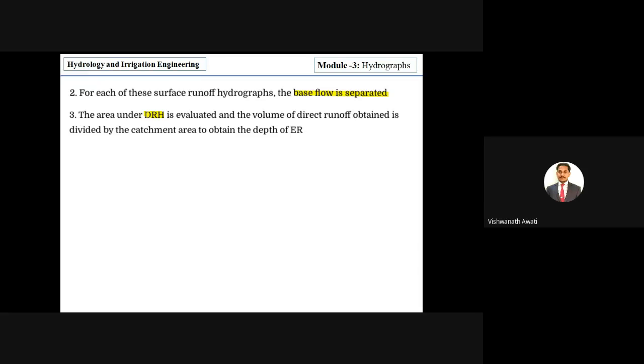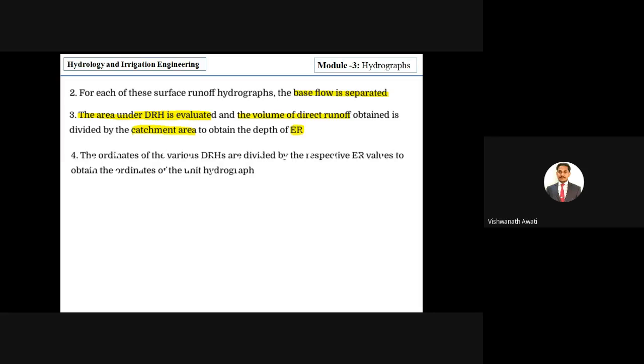After the base flow separation, we will get the direct runoff hydrograph. From this direct runoff hydrograph, we can make the area calculation, and then we can calculate the volume of direct runoff obtained. That volume of direct runoff is divided by the catchment area. Why is it so? Because there is an assumption that the area under the direct runoff hydrograph is equal to the unit depth over the catchment area, the unit excess rainfall. From that, we can calculate the excess rainfall, and we'll see this when we solve the problem. We can easily understand how we make the excess rainfall calculation from catchment area and volume of direct runoff.